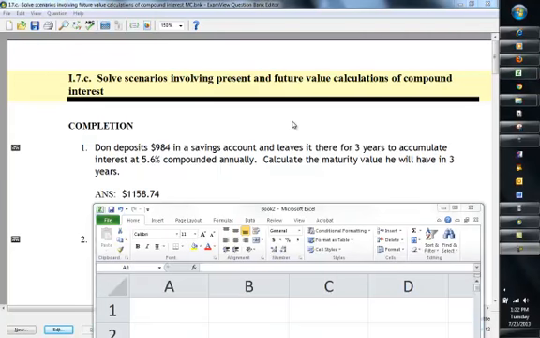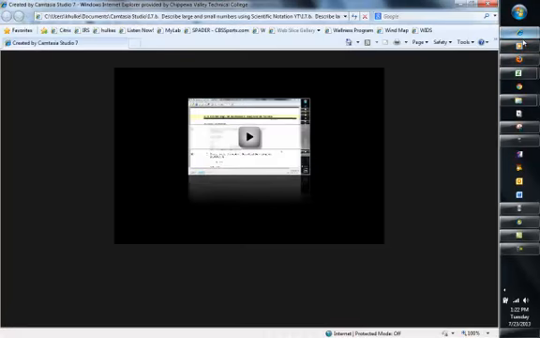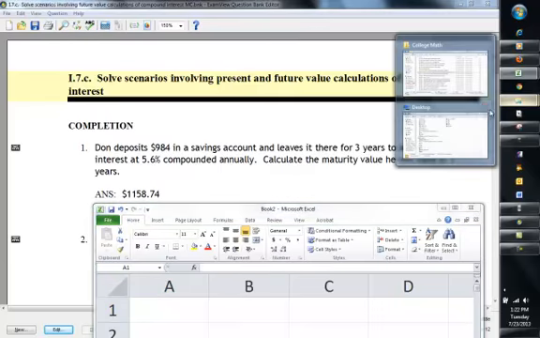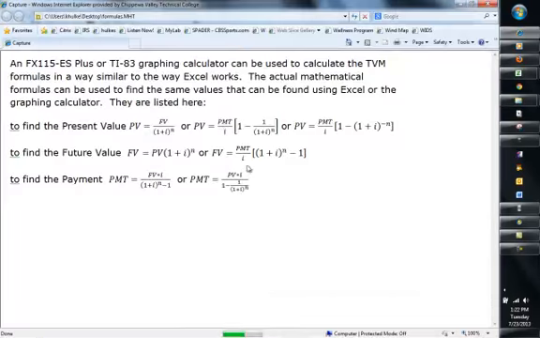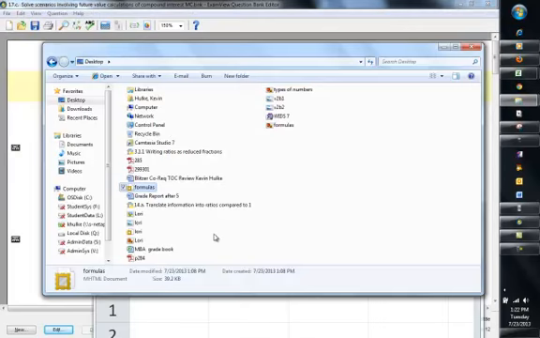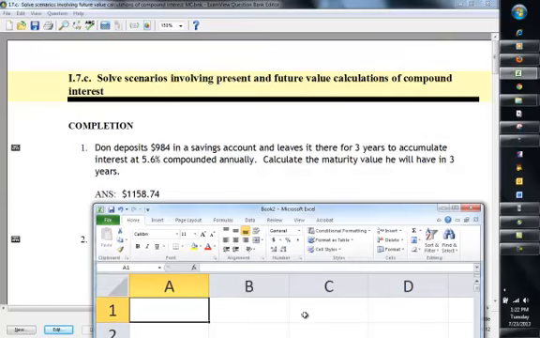1.7.C on solving scenarios using present and future value calculations. You can use the formulas that you see in your textbook. These formulas that you find in your textbook, I personally don't like to use those because Excel does a much better job of calculating compound interest values.